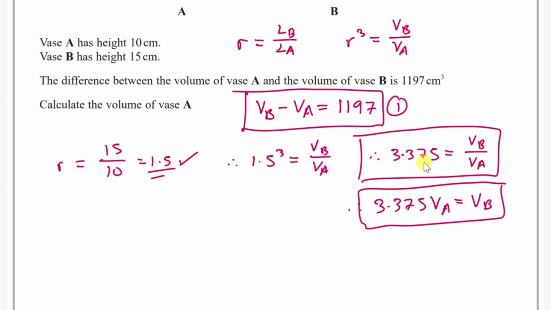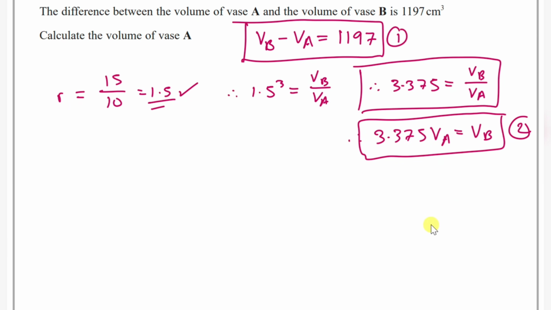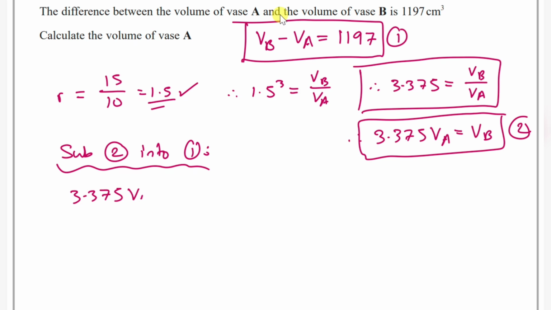And now we can substitute this one, called equation 2, into the first equation. We can replace this VB with this expression here. So we can say over here, substitute 2 into 1. You don't have to say this, but it actually makes it look neater. So we're going to replace this VB now with 3.375 VA. So 3.375 VA minus VA equals 1197. Remember, this VA is basically 1 VA. So this is 3.375 take away 1, so it's going to therefore be 2.375 VA equals 1197, and we're almost done.